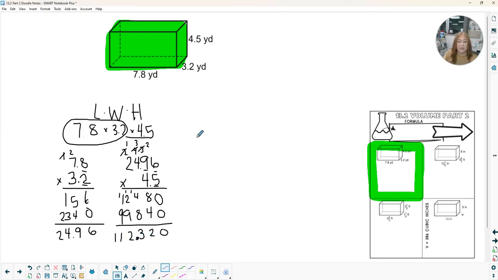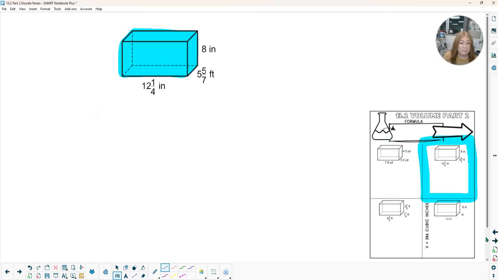That's close to 100. Now our label is yards cubed. So we did length times width times height. Yards cubed because it's 3-dimensional. So even when we have those decimals, we're still just doing the same exact formula. We just need to make sure we get our decimal in the right spot.